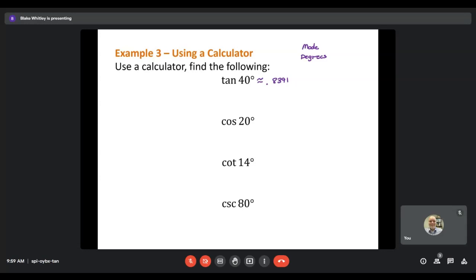Now the next one, again, we have a cosine key, so we can just put cosine of 20 into our calculator. Again, we're going to have to round this because it's not an exact value. This should give us 0.9397.